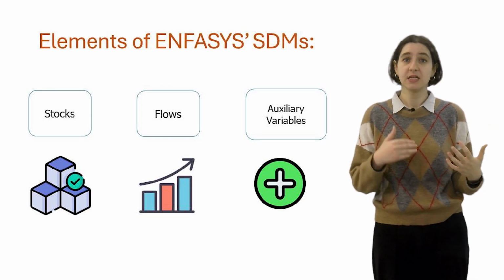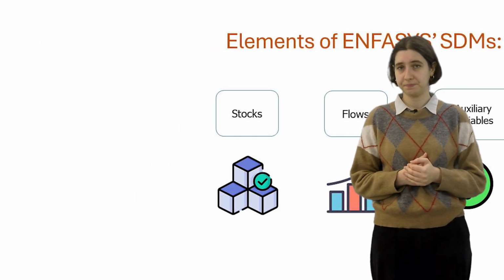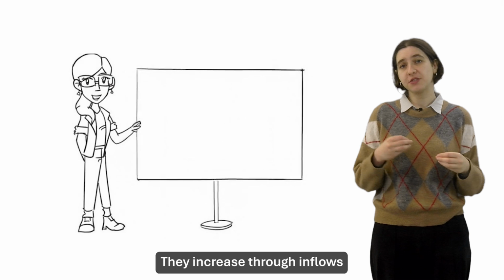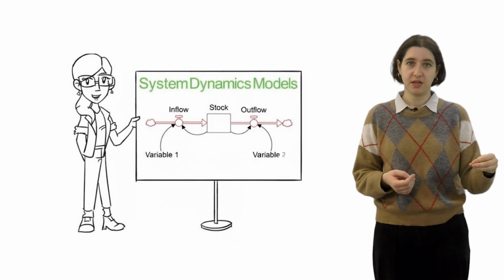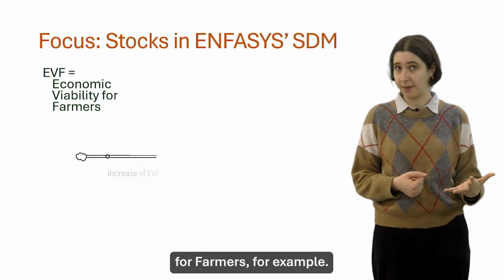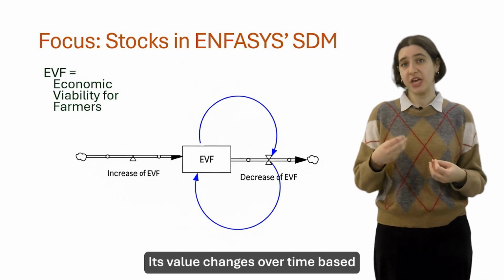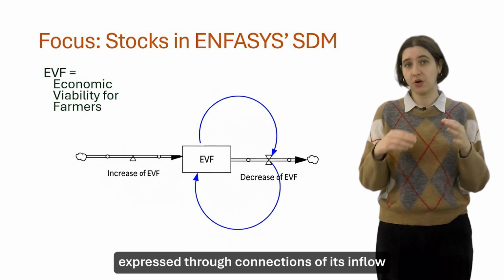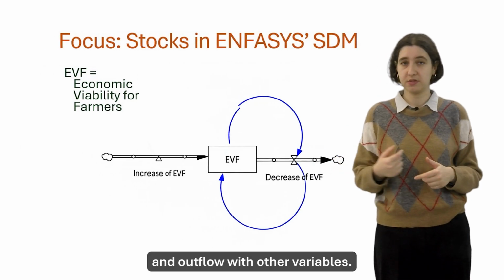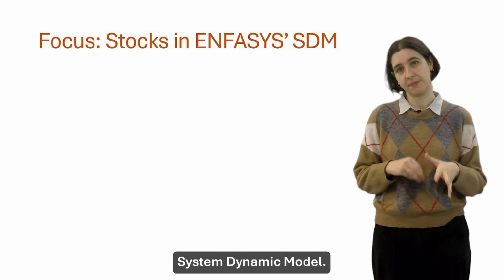As previously defined, stocks represent accumulation, but are united by behavioral dynamics. Stocks change over time. They increase through inflows and decrease through outflows. Flows define the speed of change, and everything is interconnected. Take economic viability for farmers, for example. It is a stock, it has an inflow and an outflow. Its value changes over time based on interactions with other variables, expressed through connections of this inflow and outflow with other variables. Let's have a look at how a stock presents itself more specifically in the Emphasis system dynamic model.